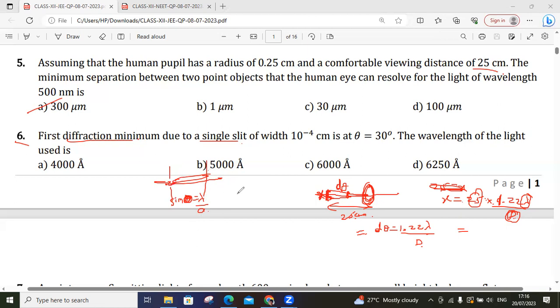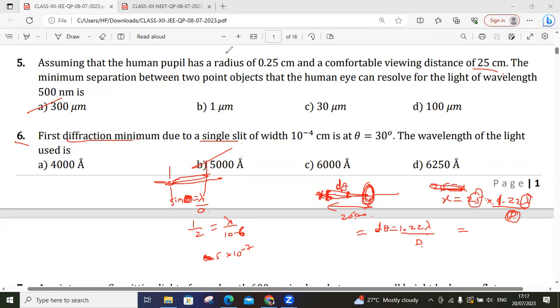Path difference is a sin theta. So sin 30 is 1 by 2. 1 by 2 is equal to lambda, we have to find. a is 10 power minus 4 centimeter, 10 power minus 6 meter. So it will go that side. It will become 0.5 into 10 power minus 6, that is 5 into 10 power minus 7. So 5000 angstrom. Okay.